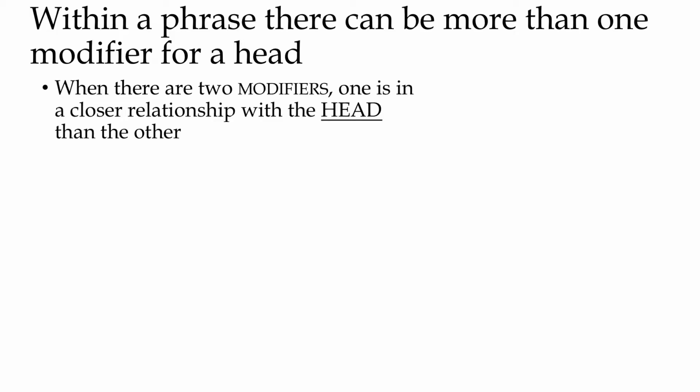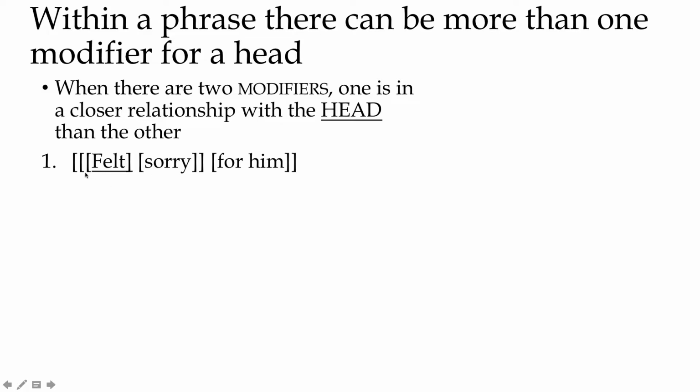So we saw within a phrase there could be more than one modifier for a head. You could have a phrase that is just a head, such as "cats meowed," in which "cats" is the noun phrase that just has the head "cats." "Meowed" is a verb phrase which just has the verb "meowed." You could have a single modifier or you could have multiple modifiers. And if there are multiple modifiers, one of these is going to be in a closer relationship with the head than the other one. Let's look at some examples.